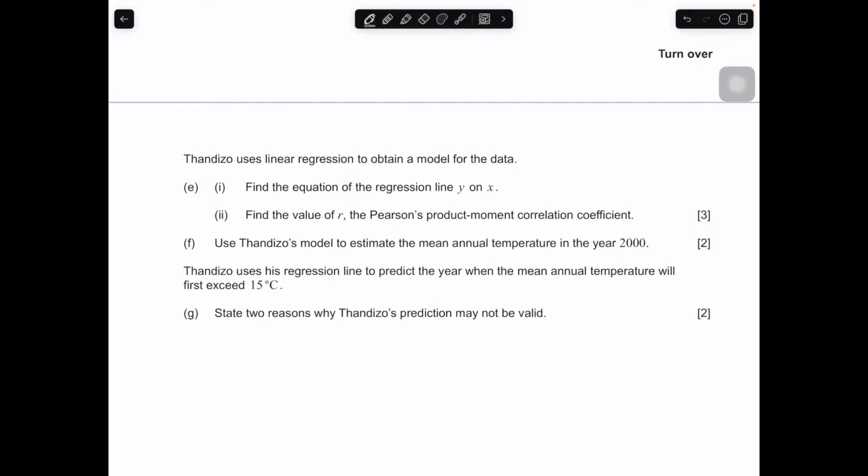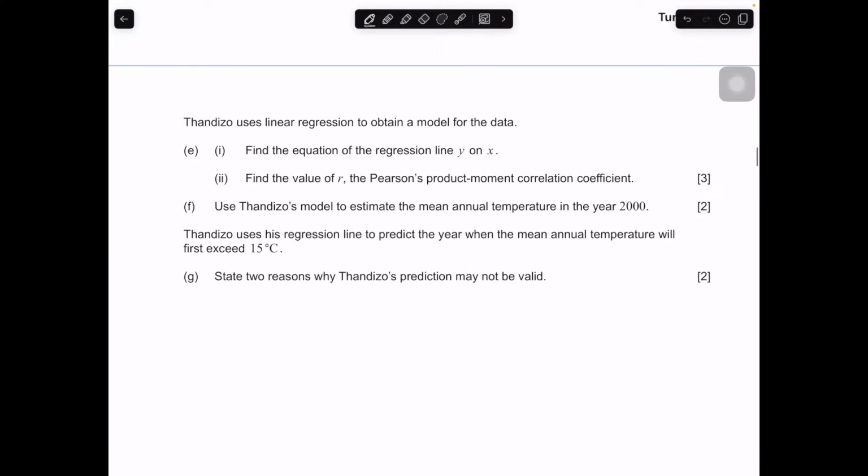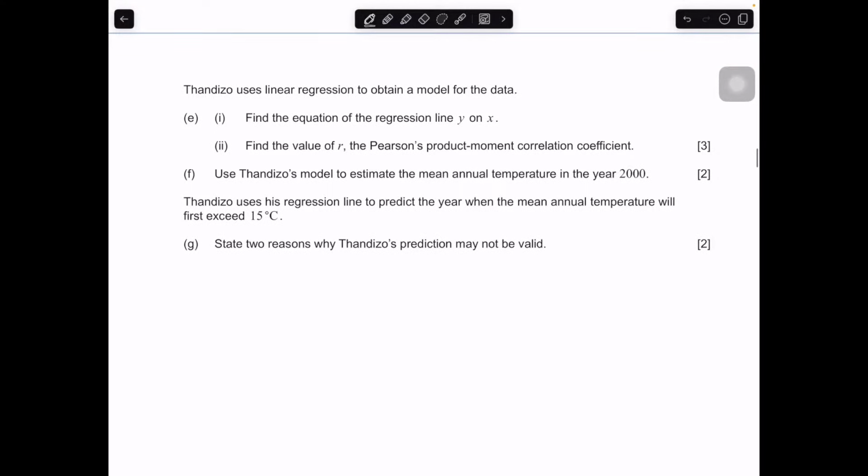All right, so Thandiso uses linear regression to obtain a model for the data. Find the equation of the regression line y on x. So this is part E. For this, we'll go into the calculator and use spreadsheets and run two variable statistics. So let's go to the calculator and work that out.